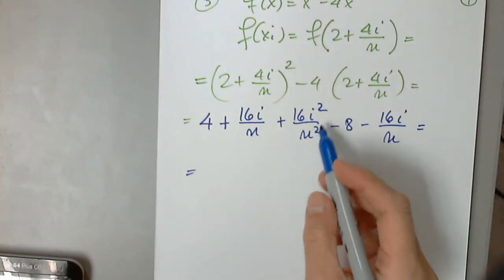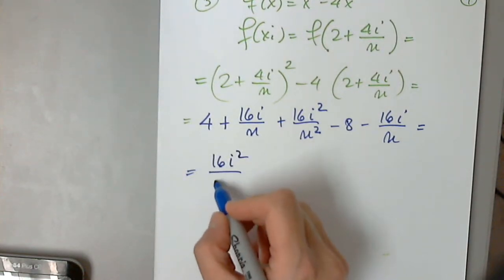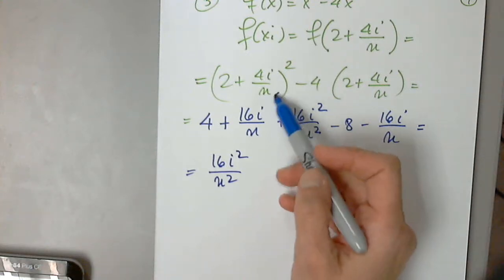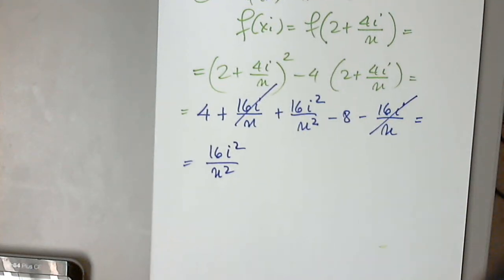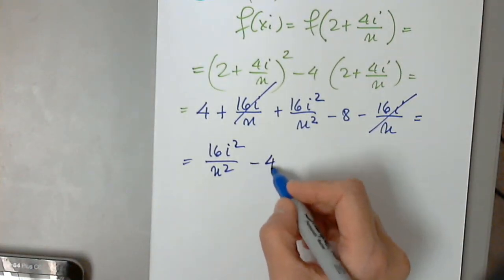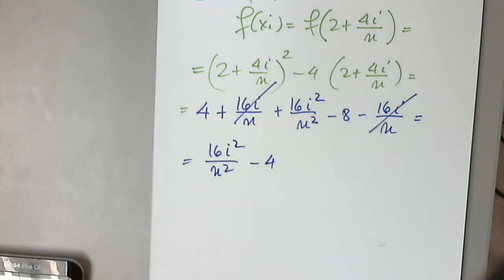So in descending order, I have 16i squared over n squared. And then minus 4. That must have been my touch to know as constant. Wonderful. That's a spice. Yes, I was trying to spice it up.